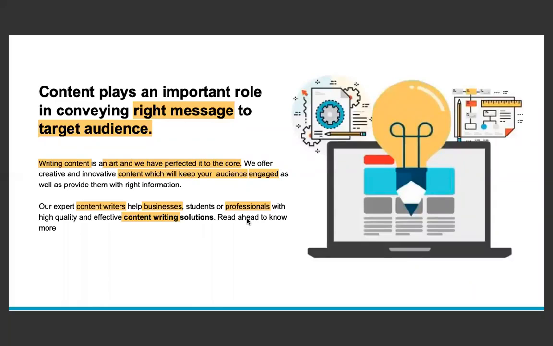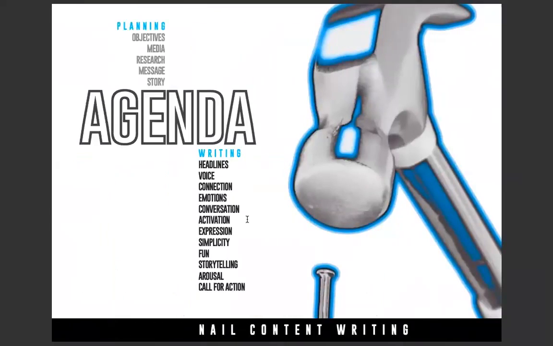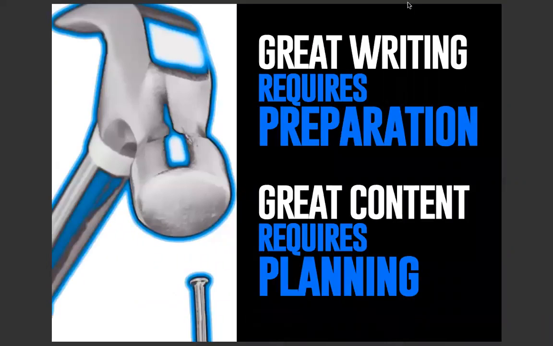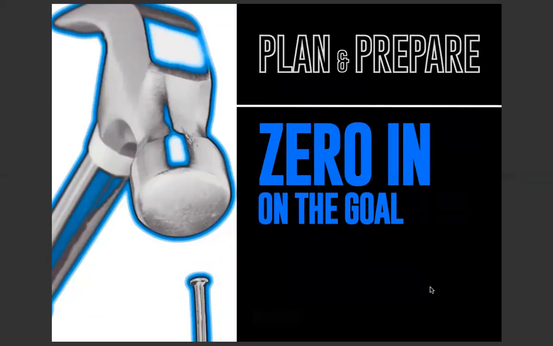Now, let's start with the working part of today's lecture. And the first thing: great writing requires preparation, great content requires planning. So definitely you're going to plan something while you're going to write. What kind of planning is it? Technically, you are at zero, and you need to reach towards the goal. Right now, we are at zero on the scale.